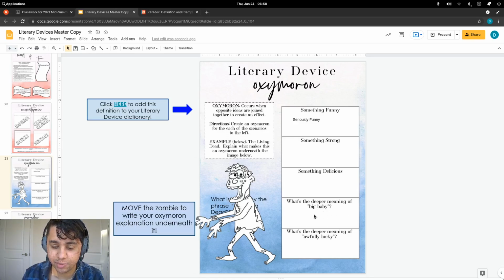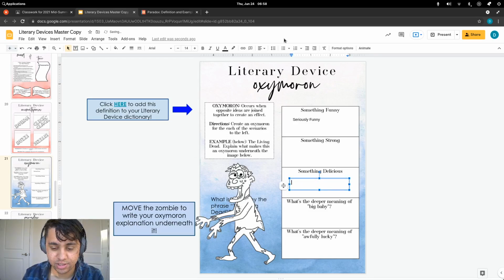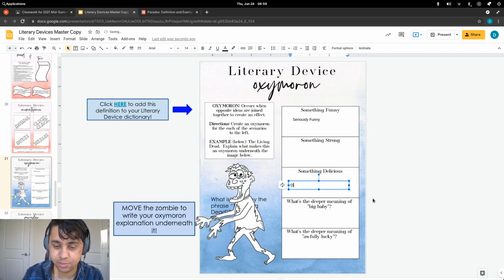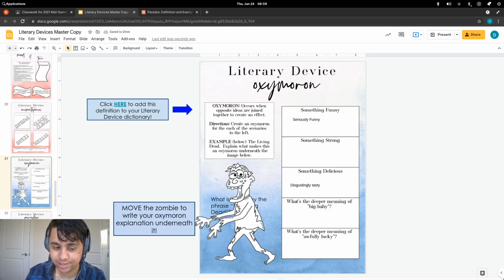What's the deeper meaning of big baby? So here we actually have the oxymoron big baby, and you're simply going to explain what it means and why it's an oxymoron. And then here for awfully lucky, explain what it means and why it's an oxymoron. I'm actually going to give you an answer to something delicious too. This is my example, but you might have something different. So I think that an oxymoron for something delicious could be disgustingly tasty. Disgustingly tasty. It's so tasty, it's disgusting.